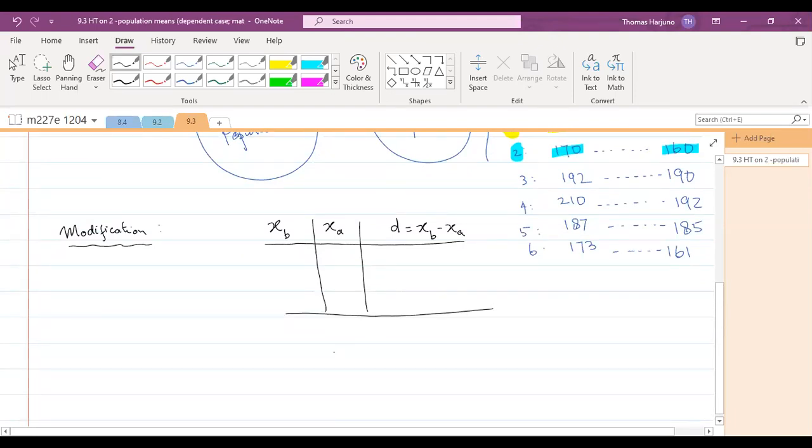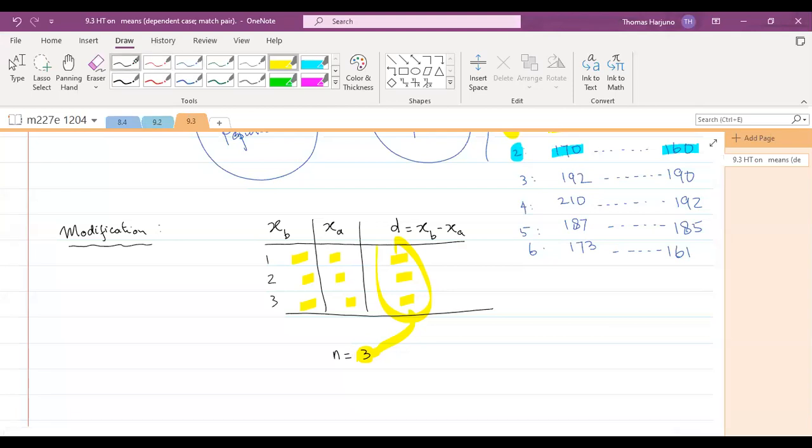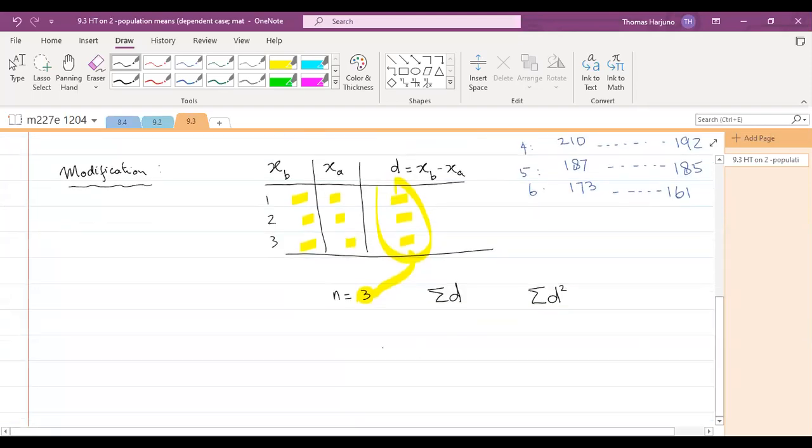Now what you will do next is find how many data you have. The number of data is basically the number of differences you get. Let's say you have 1, 2, 3 here, so your N will be only 3, even though you actually have 6 data, but you get 3 differences. Now, from those D's, you will find the sum of D's and the sum of D squared. The purpose is, once you get that, you will get the D bar and the standard deviation of the differences.